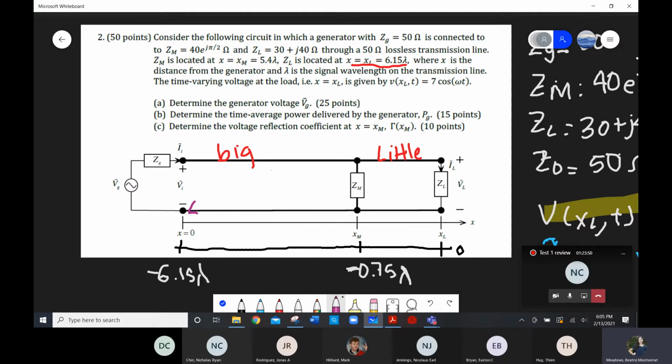But I want to know the distance from here to here, which I think was given to us. So when I break up my transmission line later on into the little and the big one, I want to remember that when I take this part of the transmission line, I have a distance that goes from 0 to negative... Anyone? Negative 5.4 lambda. Yes, excellent. And you will see why we need that later.